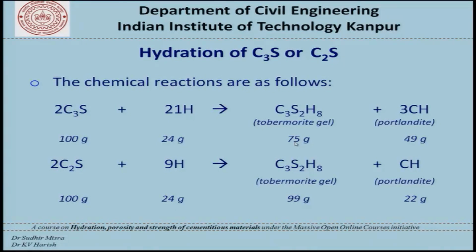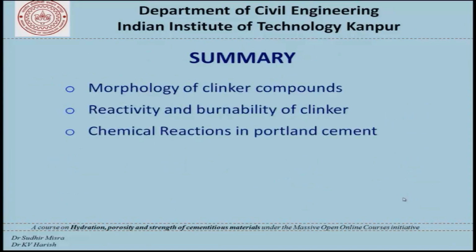So in this case, if you take 100 grams of C3S and 24 grams of water, you get 75 grams of CSH gel and 49 grams of calcium hydroxide, whereas in C2S, 100 grams plus 24 grams gives 99 grams of CSH gel, which is much higher than 75 grams, plus 22 grams of calcium hydroxide, which is much lower than 49 grams.